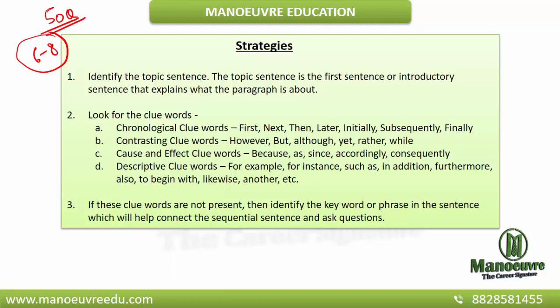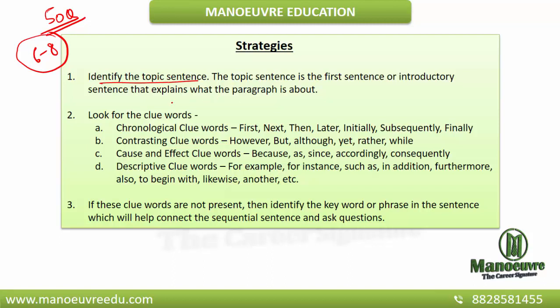Now the tricks and strategies that you can keep in mind while solving parajumble questions: first, you have to identify the topic sentence, right? You have to try and find out which can be the opening line of your paragraph. This is how we solve these questions here, right?